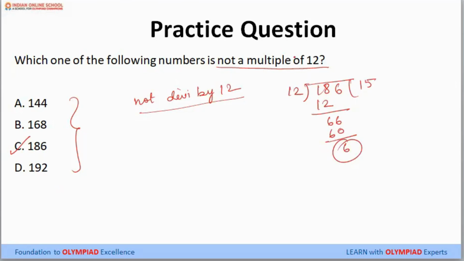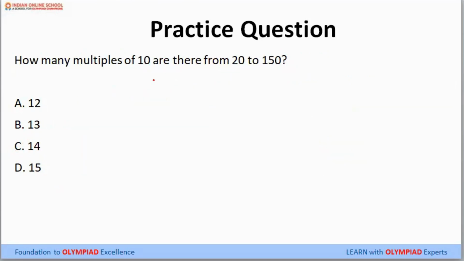Got it. So next is how many multiples of 10 are there from 20 to 150? Starting from 20 and ending at 150, how many multiples of 10 are there? Yes, Purvi, tell me. It's 14. Okay, tell me the multiples of 10 from 20 to 150. What are those 14 numbers?